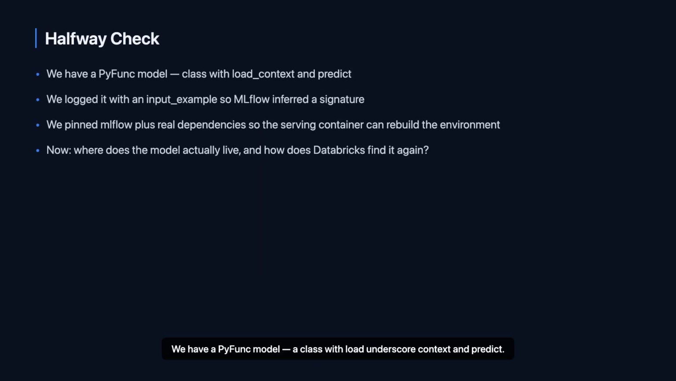Quick checkpoint: we have a PyFunc model, a class with load_context and predict. We logged it with an input example, so MLflow inferred the signature automatically, and we pinned MLflow plus real dependencies, so the serving container can faithfully rebuild the environment. Now the next question: where does the logged model actually live, and how does Databricks find it again when we want to deploy it?